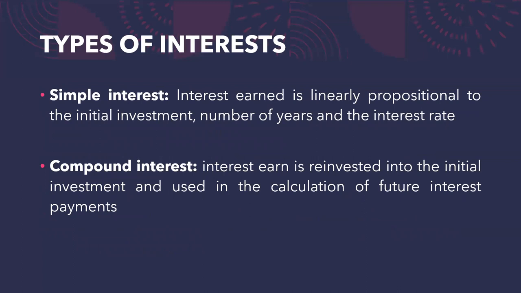So we basically have two types of interest, simple interest and compound interest. Simple interest is a very basic thing which is not actually used in the present-day world. With simple interest, the interest earned is linearly proportional to the initial investment, the number of years and the interest rate. But when we are calculating compound interest, which is the most common method of calculating interest, the interest earned is reinvested into the initial investment.